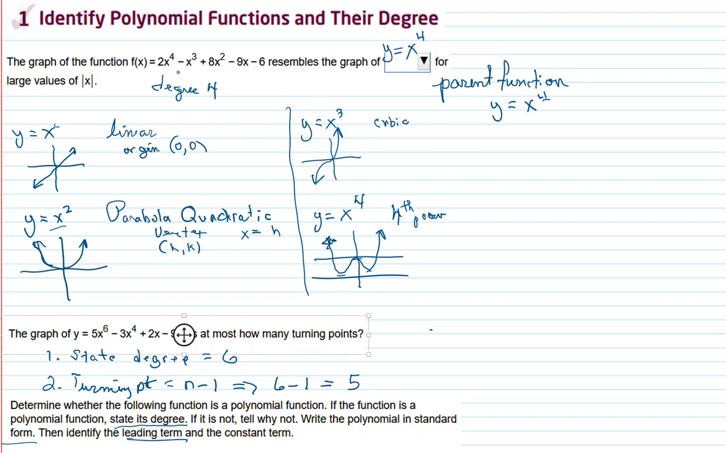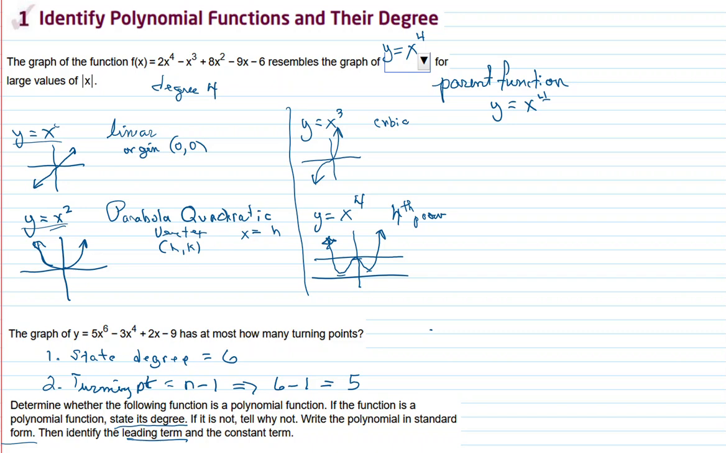So we had this function here, 2x to the fourth minus x to the third plus 8x squared minus 9x plus 6. It's in descending order, so we're in good shape, and it's asking what the parent function looks like. Well, the parent functions are the following. If it's linear, it's y equals x. If it's a parabola, it's y equals x squared. If it's cubic, it is y equals x cubed. And if it's quartic, which is what this one is, it's y equals x to the fourth.